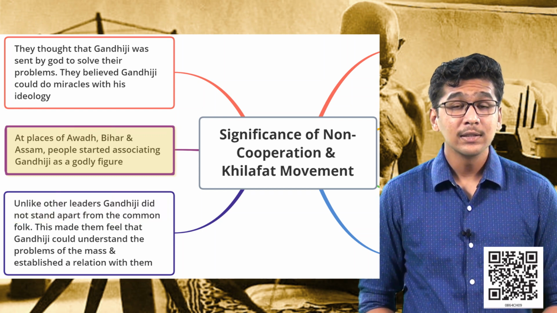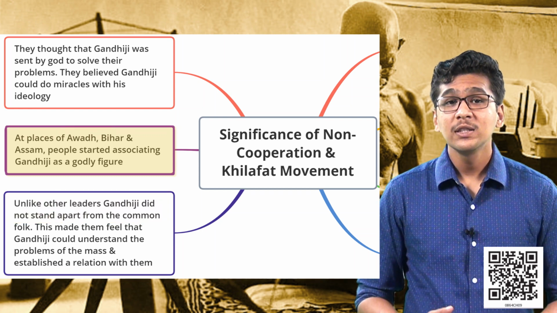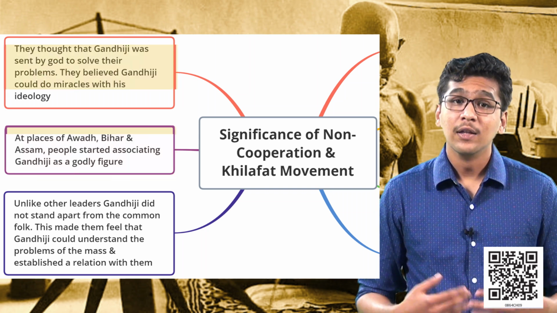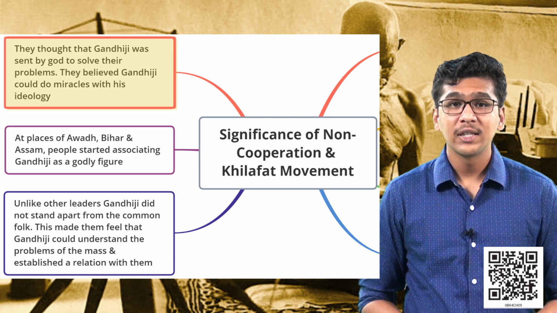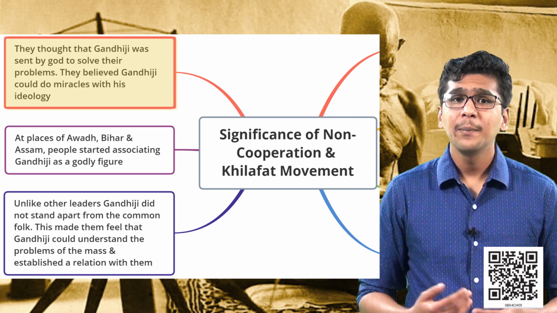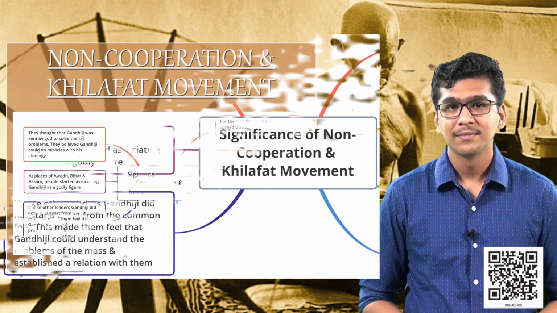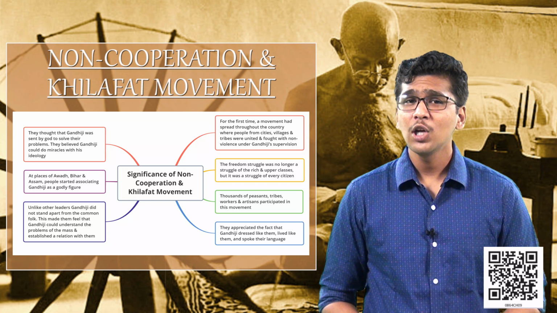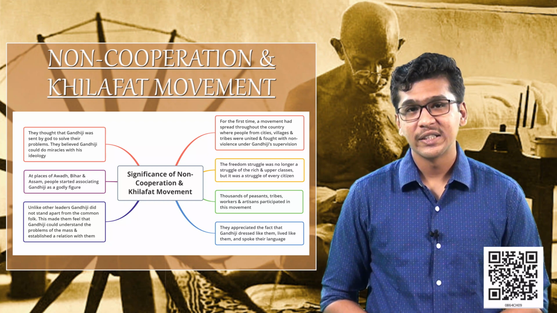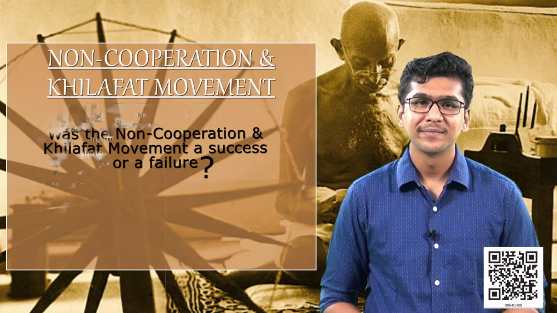At some places, such as in Awadh, Bihar and Assam, people started associating Gandhiji as a godly figure. They thought that Gandhiji was sent by God to help them against the British. They believed that Gandhiji could do miracles with his ideology. This made a large number of people join the movement. Now can you answer the question, was this movement a success or a failure?